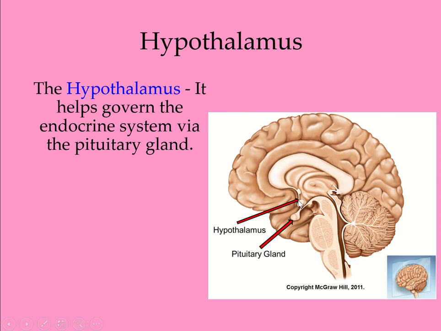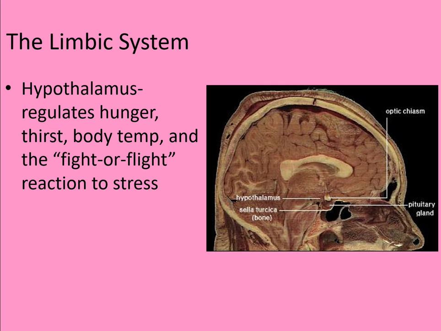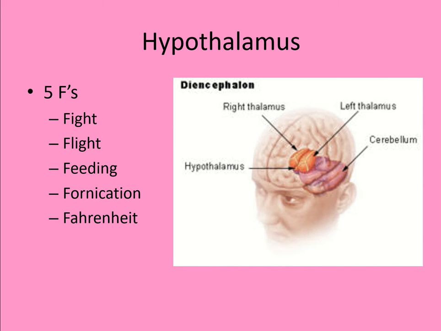So this guy, hypothalamus, is the president. Pituitary gland is like the vice president, right? Hypothalamus controls that. But that's not actually the most important function of the hypothalamus. When we look at it, it regulates hunger, thirst, body temp, fight or flight reaction. So I remember it with the 5 F's, right? Fight, flight, feeding, fornication, and Fahrenheit. Okay? For fornication, that means sexual motivation or sex. Okay, so the 5 F's.